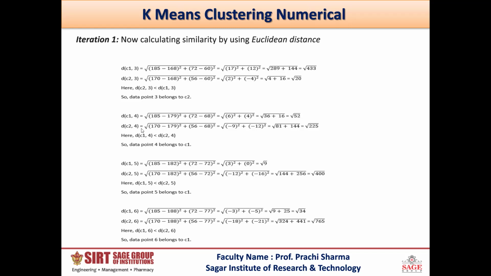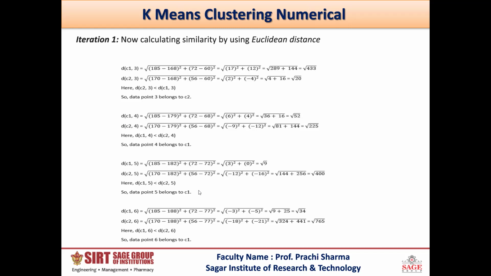Similarly, with C2, that is 170 and 56, we will calculate the fourth point: 170 minus 179 whole square plus 56 minus 68 whole square. After solving this, we are getting root 225. So as you can see, root 52 is less than root 225. It means point 4 will belong to C1, because root 52 came when we applied the C1 cluster. Similarly, we can solve it for points 5 and 6.